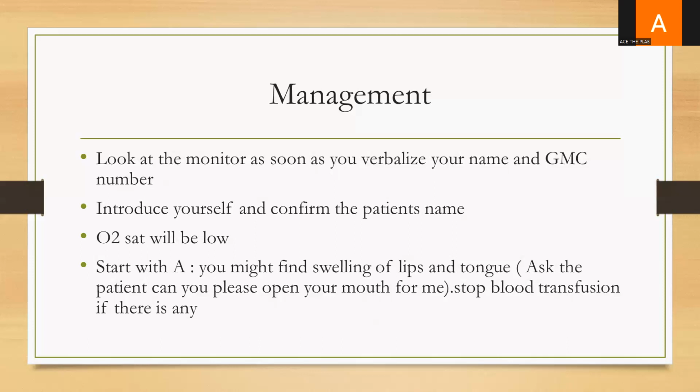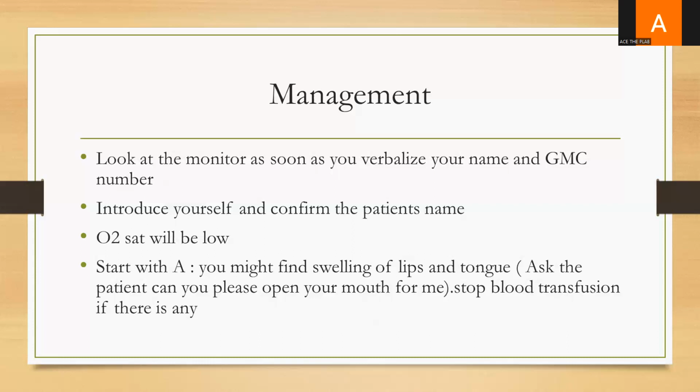So that is the time where you can take a brief history. You can say, "Okay, Samantha, can you please tell me what happened to you?" And she will give you a 1 or 2 line history: "Doctor, I started this breathing difficulty after this blood transfusion was started," or "I started experiencing this breathing difficulty after eating a cake," or any history of a trigger. So you got the history of presenting complaint.